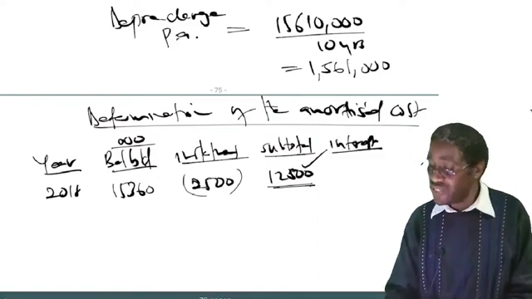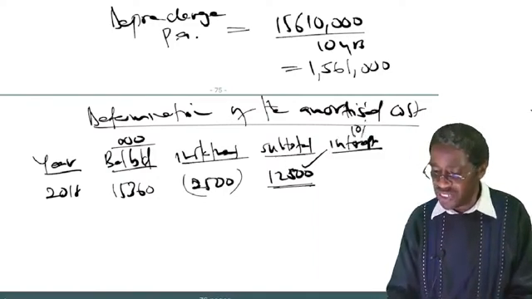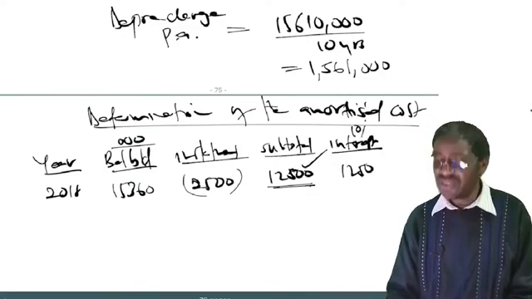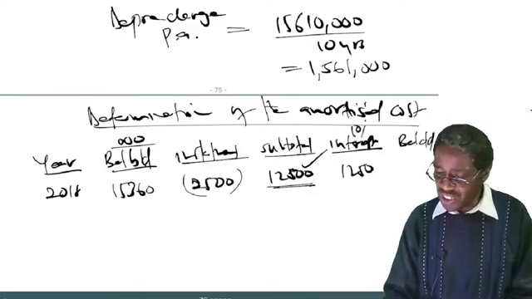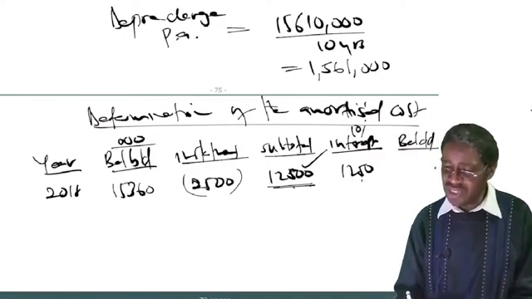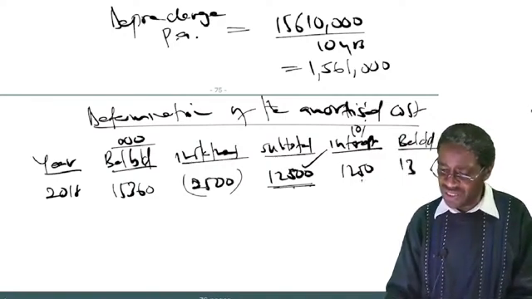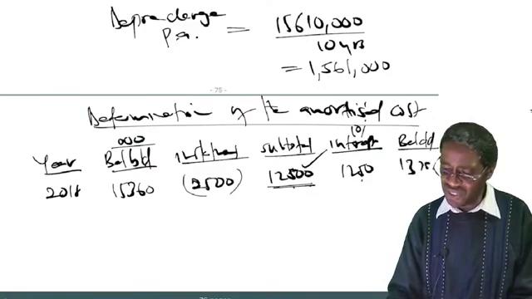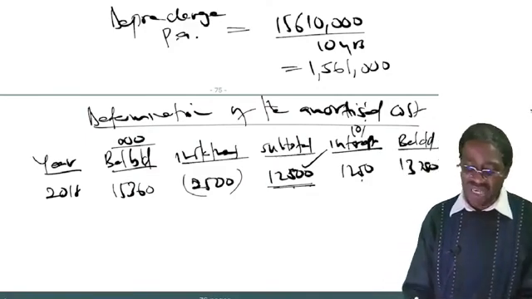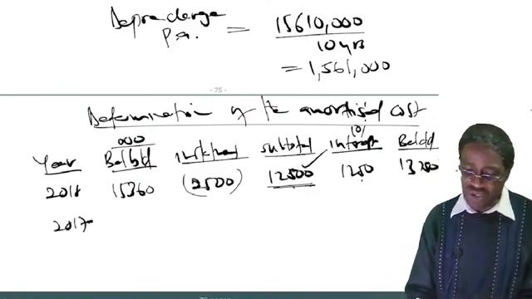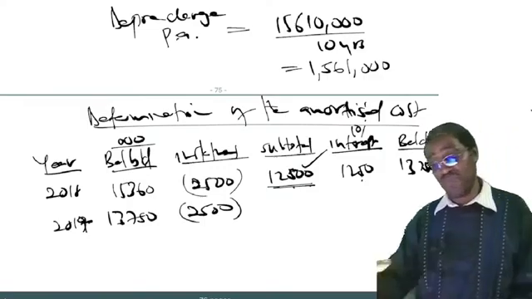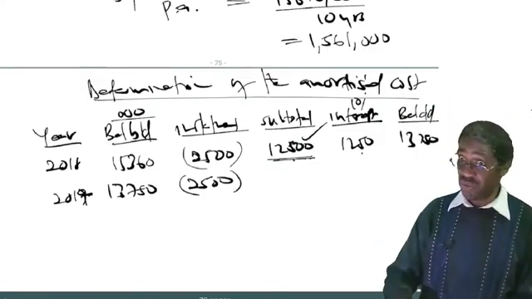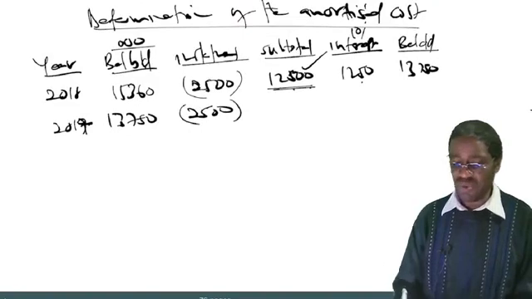Maybe if it's 10%, you charge 10% of that, which will be 1,250. Then you get your carry down, whatever it is, this plus this, that will come to something like 13,750. Listen, then that becomes the opening balance by the beginning of year 2, 2019. 13,750, you pay installment at the beginning, and so on. That's one table. Look at the next table.